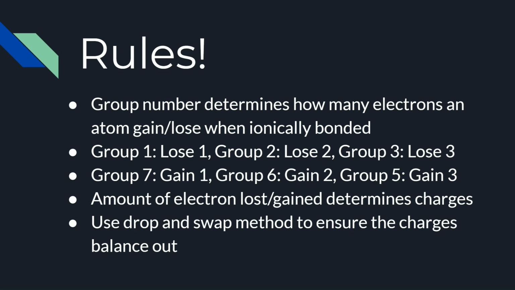On the other hand, group 7, we gain 1. Group 6, we gain 2. Group 5, we gain 3. And the reason why there's no group 4 is because group 4 rarely ionically bond. So we don't need to talk about group 4 now.